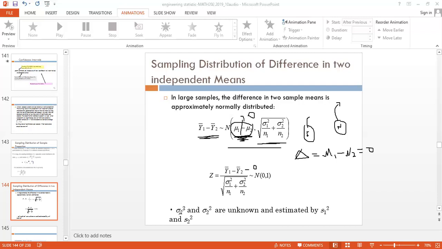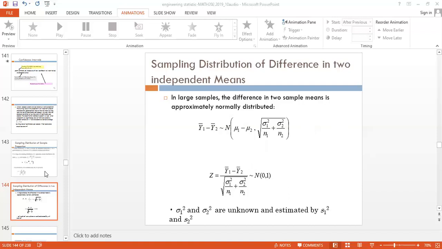And in the case where we do not know them, we will use the sample standard deviations or the sample variances for the two populations in estimating the unknown population variances, but we'll come to that later.